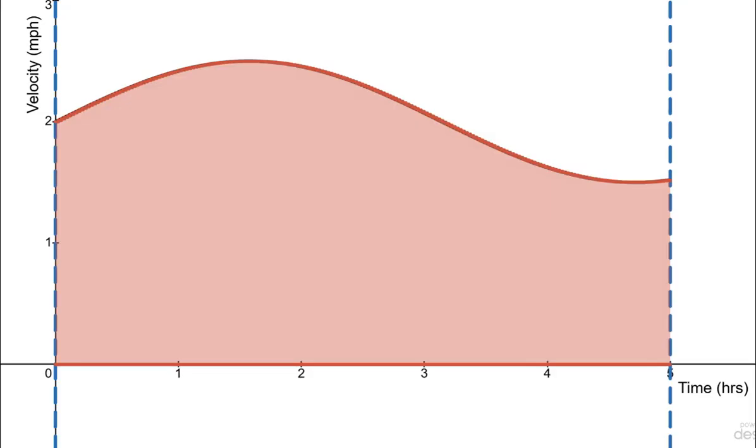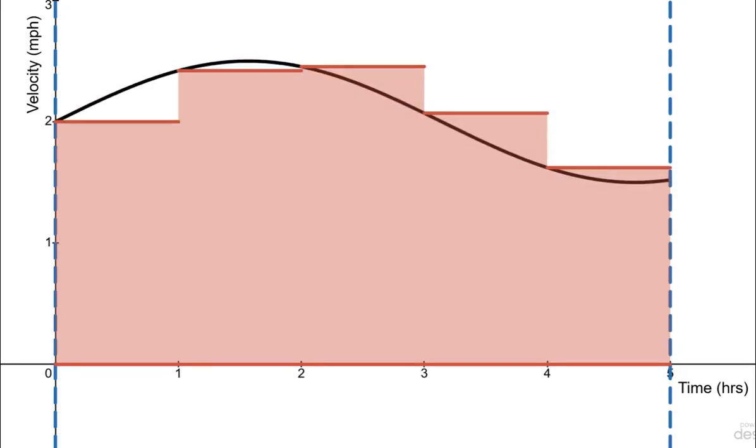And this is what's called a Riemann sum. To find a Riemann sum, we just divide the area under our graph into rectangles. We find the area of each of those rectangles and then add those areas together to get the total area under the curve. And the more rectangles we use, the more accurate our estimation becomes.